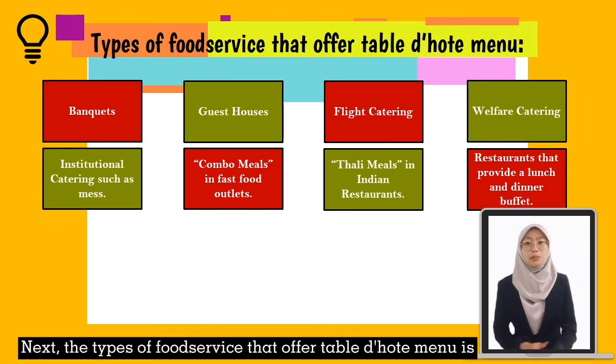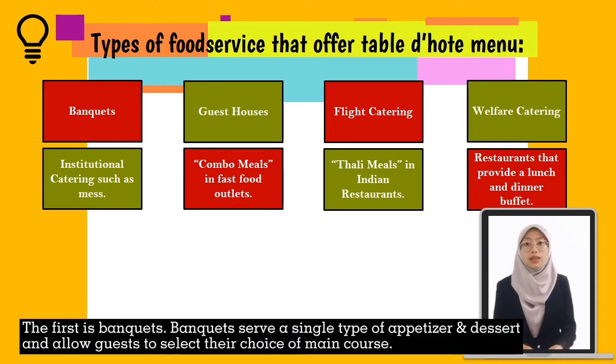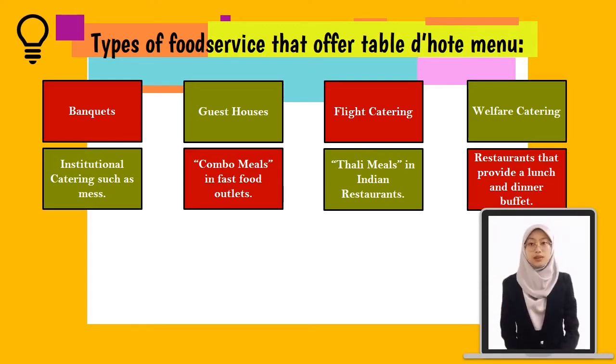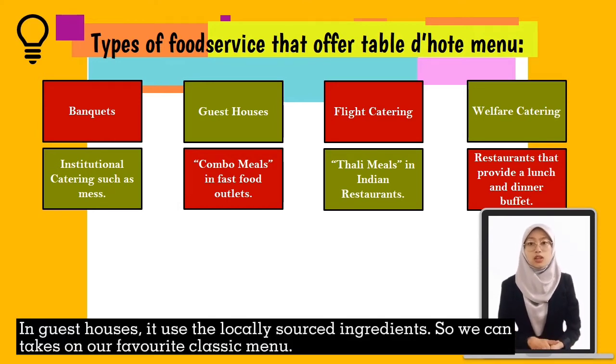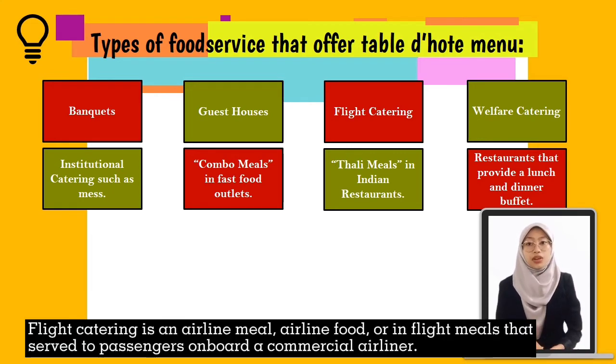Next, the types of service that offer table d'hôte menu. The first is banquets. Banquets serve a single type of appetizer and dessert and allow guests to select their choice of main course. Then is guest houses. In guest houses, it uses locally sourced ingredients so we can taste our favorite classic menu. Next is the flight catering. Flight catering is an airline meal, airline food, or in-flight meals that serve to passengers on board a commercial airliner.